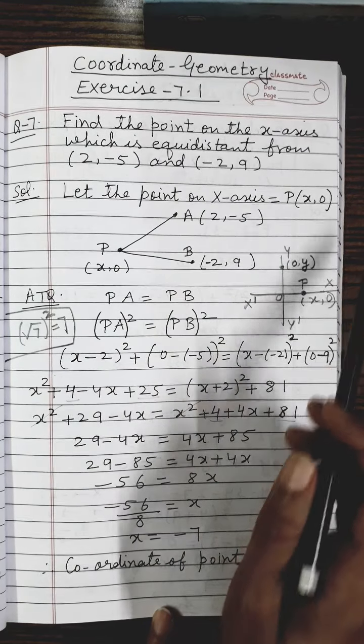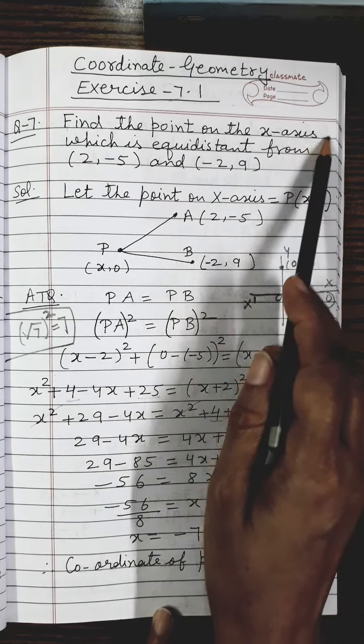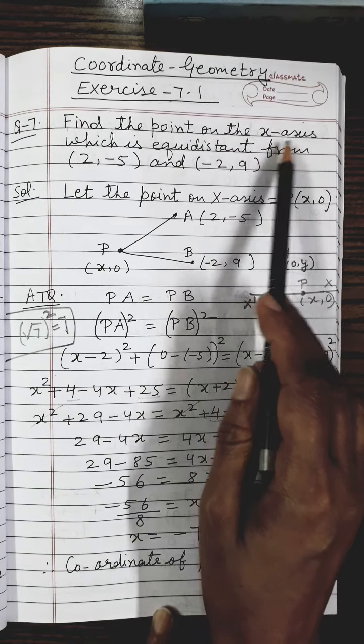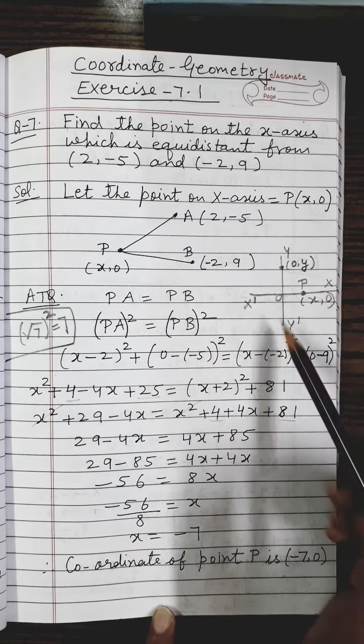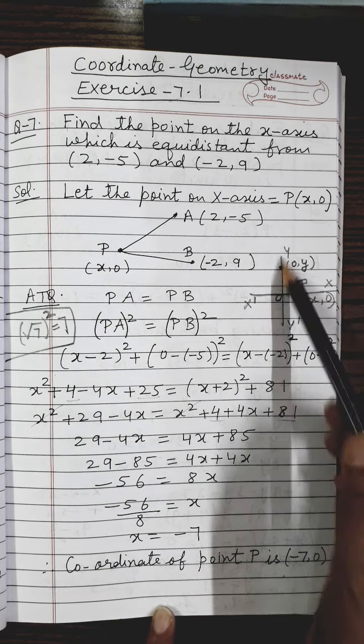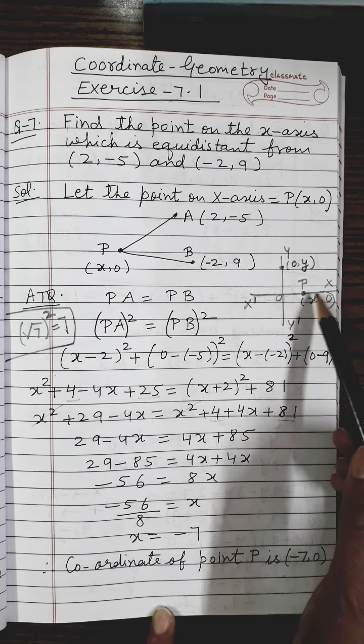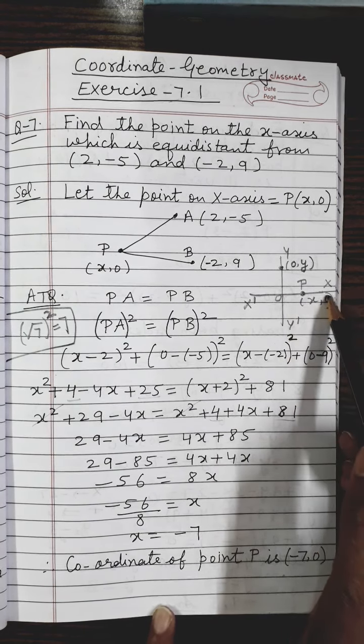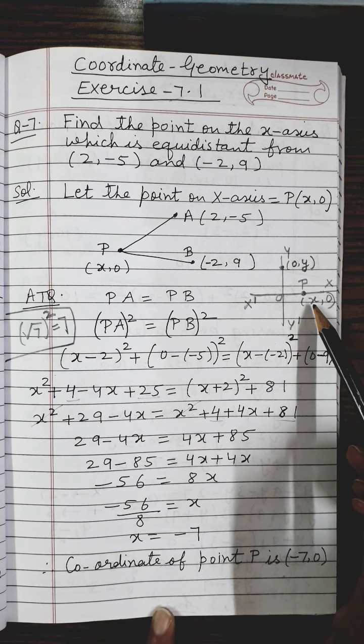Now in this question you have to first of all understand what is the general form of the coordinate which is lying on the x-axis. So consider this Cartesian plane, this is x-axis and this is y-axis. Any point which is lying on the x-axis will have its y coordinate 0 and it will be of the form x comma 0. X can be any constant number.